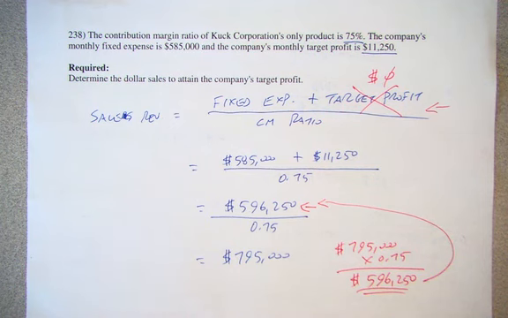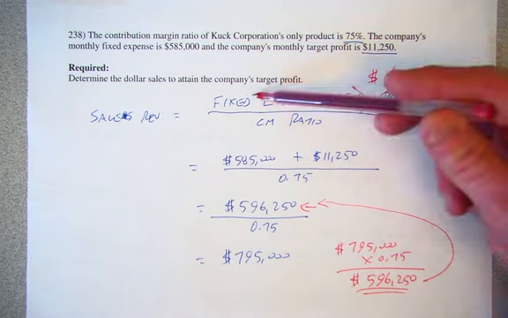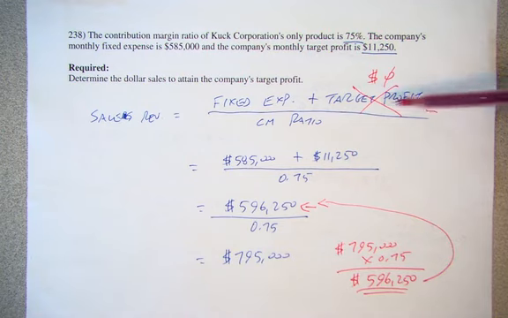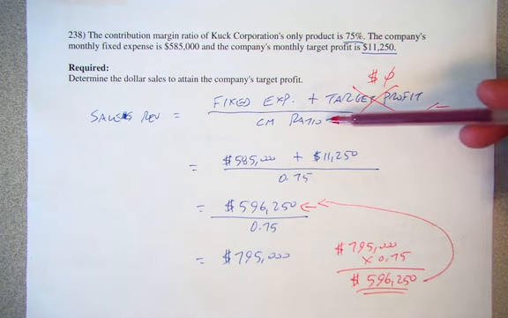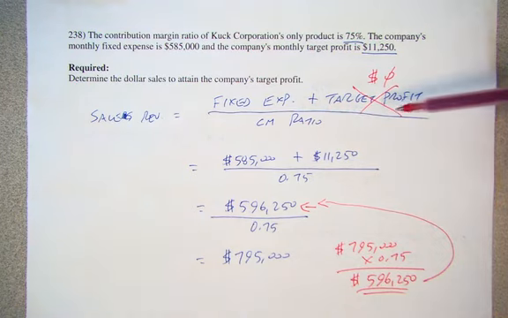The other is the target profit formula for unit sales, and that simply is the same numerator but dividing by contribution margin per unit. So if you can memorize the target profit formulas for sales revenue and for number of units that we need to sell, you can use both of those formulas to answer questions regarding both target profit and break-even point.